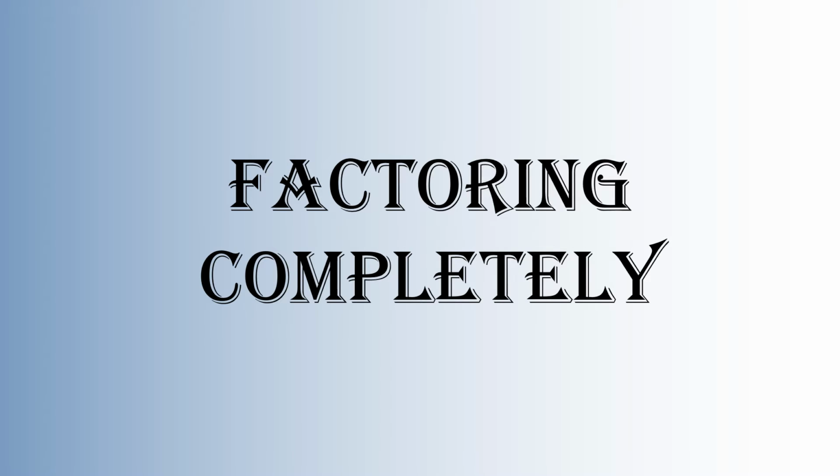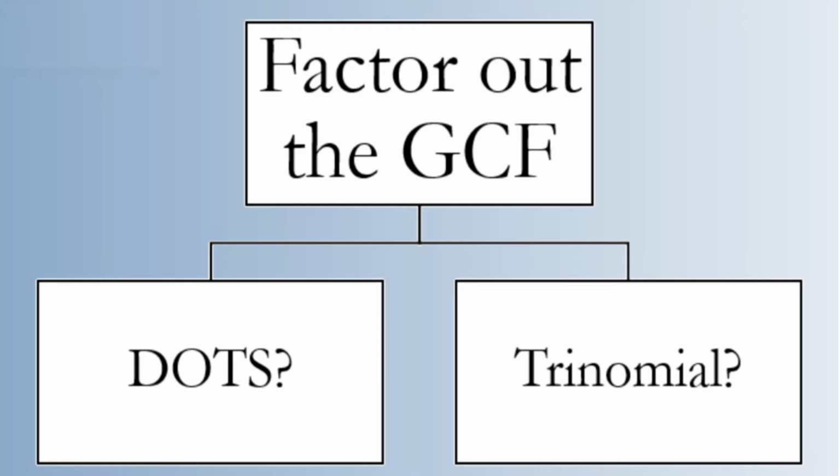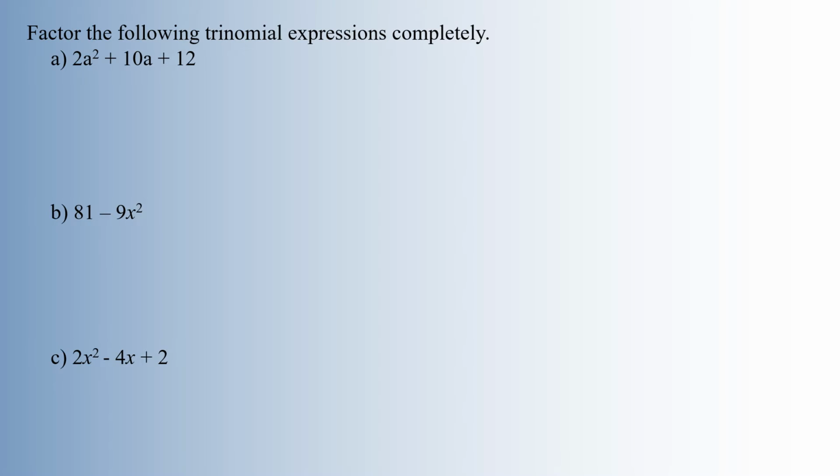Hey everyone, today we're going to talk about factoring polynomials completely. Let's take a look. When factoring a polynomial, you always want to first check if you can factor out the greatest common factor. You can factor that out, and then you're going to see if you can factor more. You're going to then check to see if you have the difference of two squares or a trinomial. So let's take a look at these.